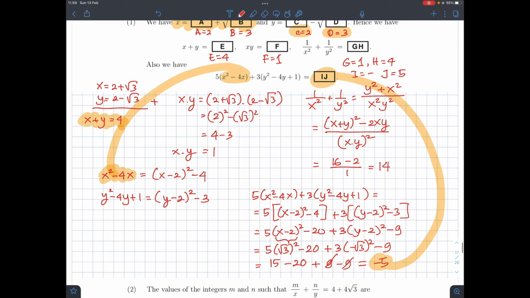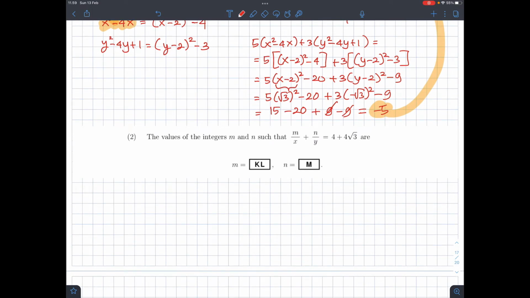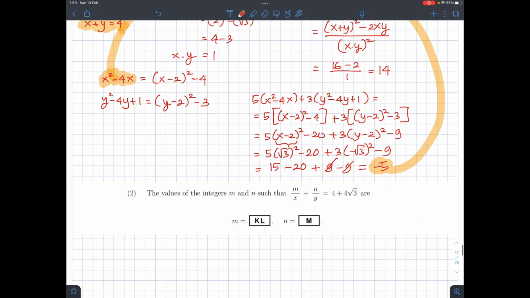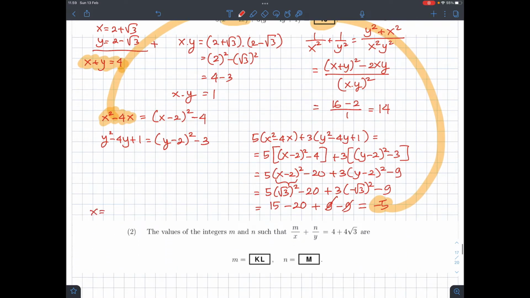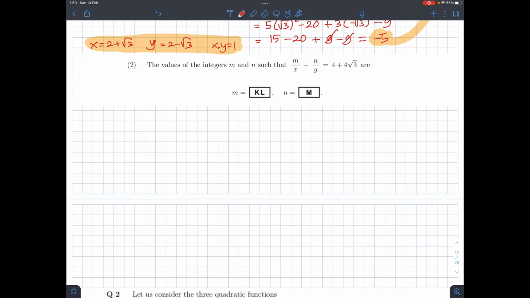Let's do the second part, this one, yeah. Okay, remember you already have x equal to plus square root of 3. You also already have y equal to minus square root 3, yeah, and you also already have x times y is 1, right? Okay, keep these notes, and move to the second part, yeah.